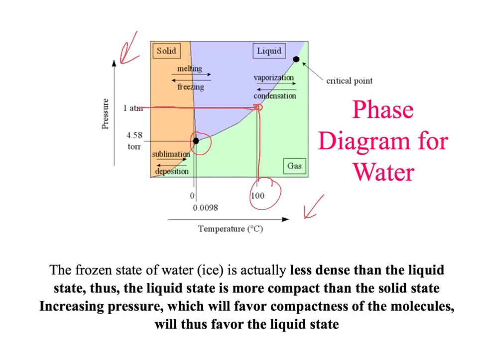If you wanted to know the melting or the freezing point for water, again, you would go to 1 atm, you would go all the way to the line that separates a solid from a liquid, you would read straight down, and you would get 0 degrees Celsius, which is the freezing point of water.